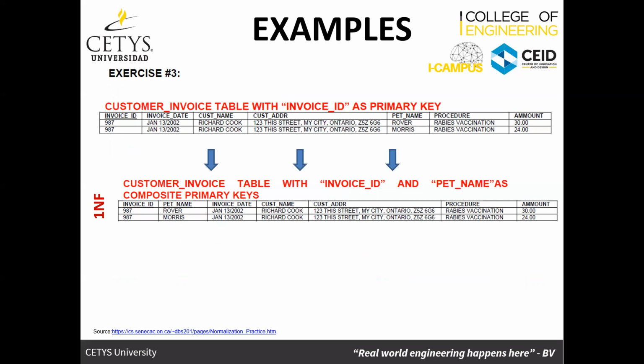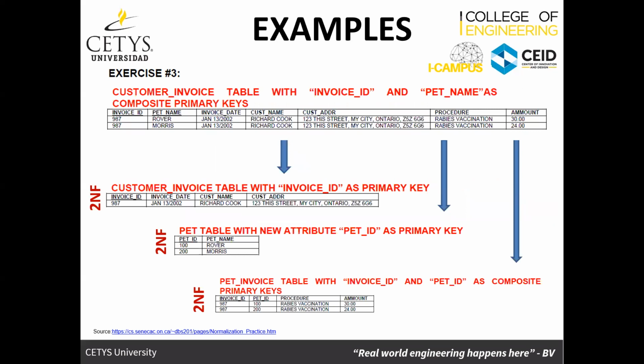So what we're going to be doing now is that we're going to create first a composite key. We're going to have the invoice ID and the pet name as composite primary keys. That way, if I look for the invoice and the pet, I'm going to be able to identify the procedure and when it was done and how much it cost. However, we still have some partial dependencies there.